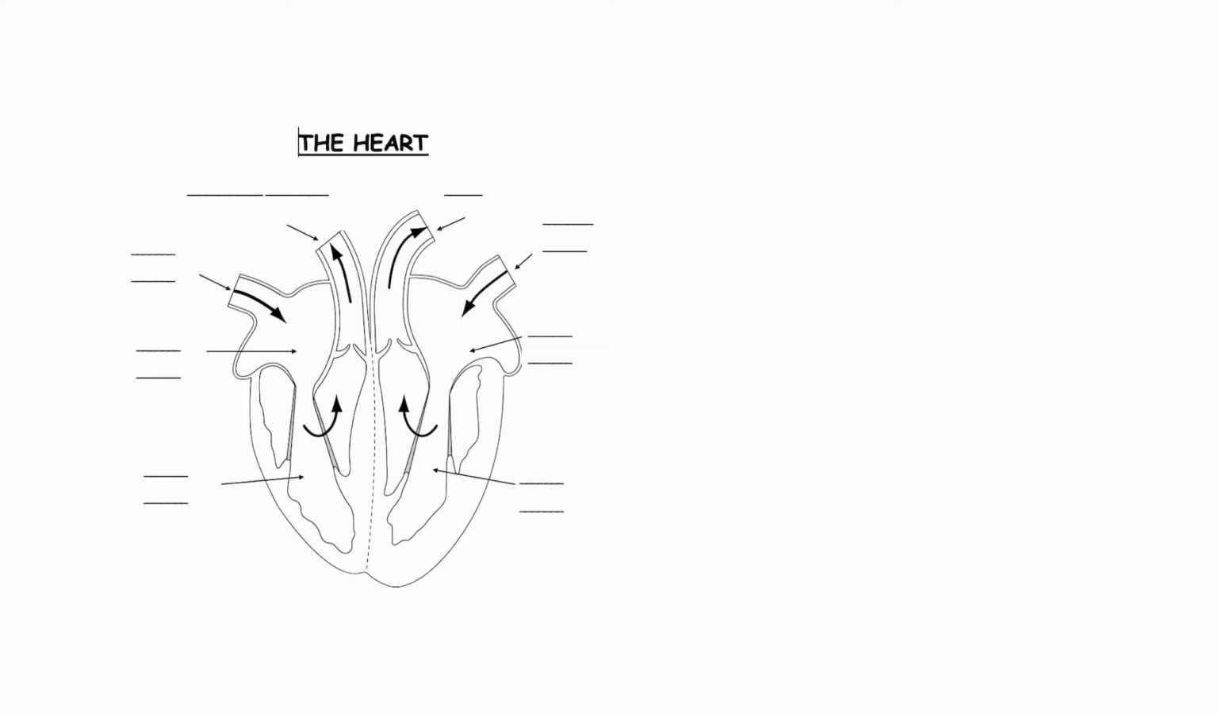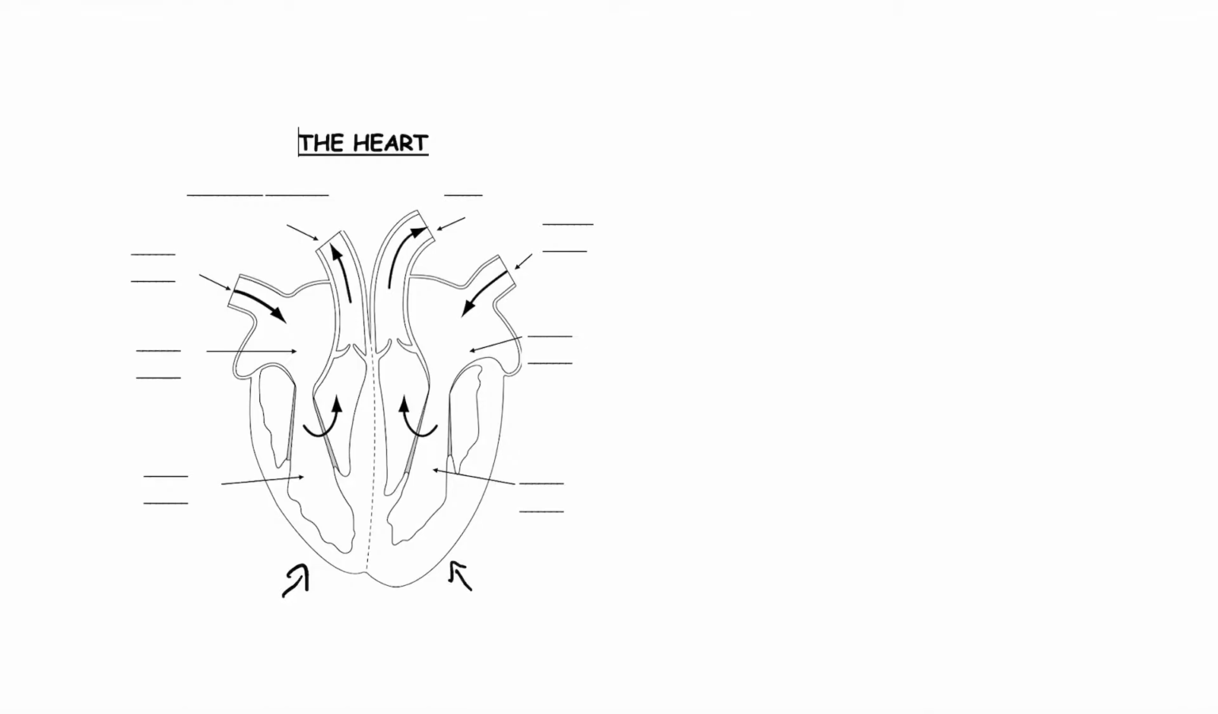Now if you are ever given a diagram like this of the heart and are asked to label it, then the first job that you need to do is identify which is the left and which is the right, because as you're looking down on your screen right now, what is to your left is not actually the left, and what is to your right is not actually the right. They're flipped. So if you're looking to your left, that is actually the right side, and if you're looking to your right, that is actually the left side.